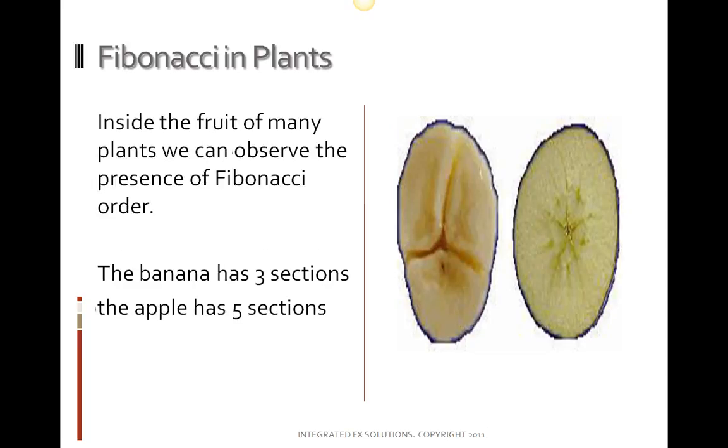Fibonacci in plants continued. Inside the fruit of many plants, we can observe the presence of Fibonacci order. Now, cutting a banana across the section, the banana has 3 sections as shown on the chart. The apple has 5 sections. Wow, interesting.